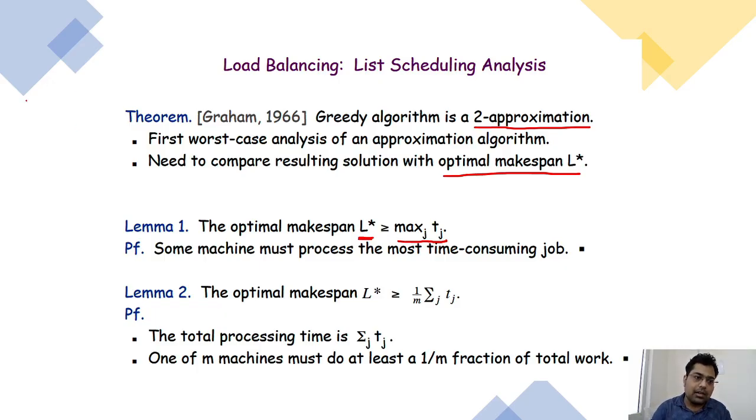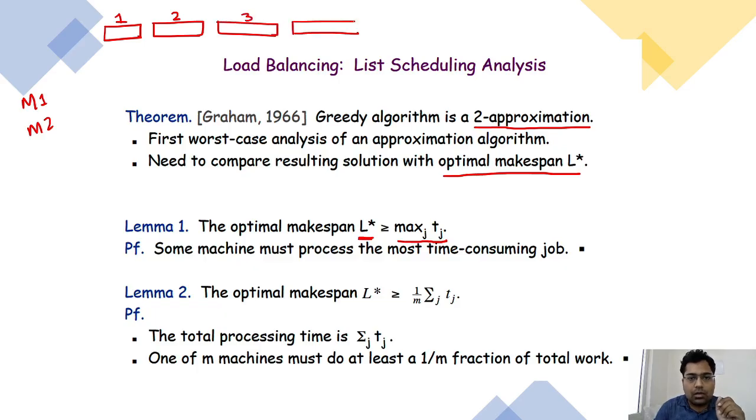less than or equal to the optimal span. You can think of machine 1 and machine 2, as in the example we recently completed. Suppose there are four jobs with processing times 1, 2, 3, and 4. I'm just giving you an example of it.